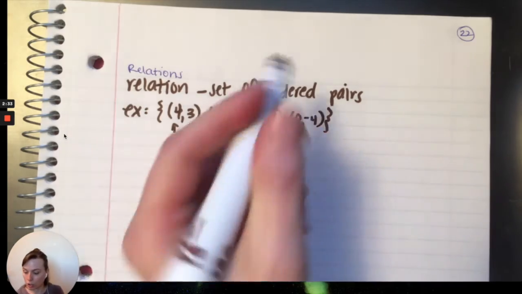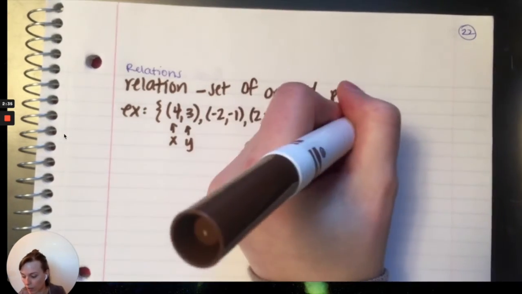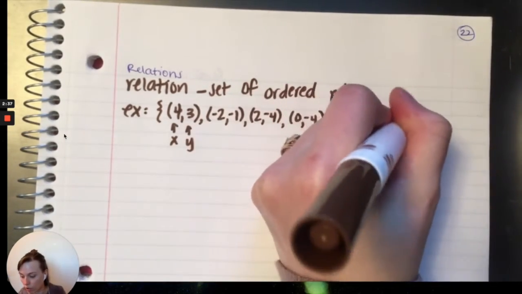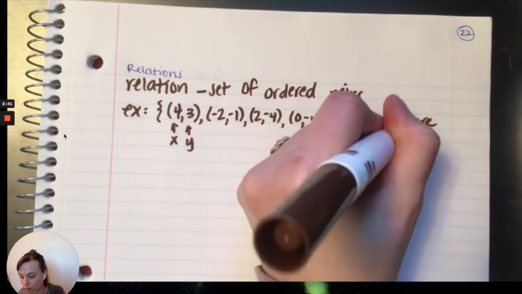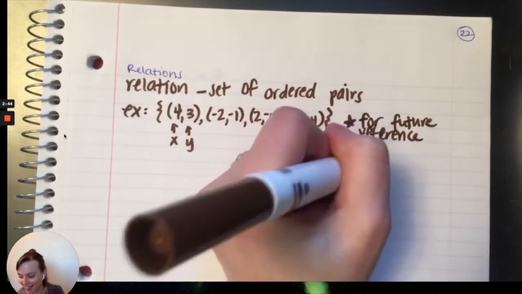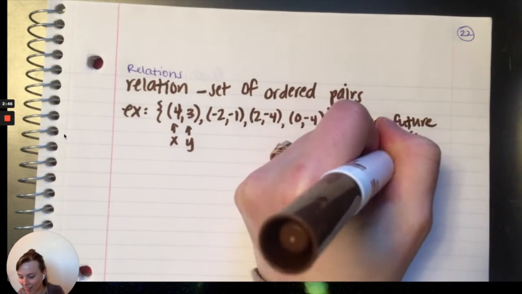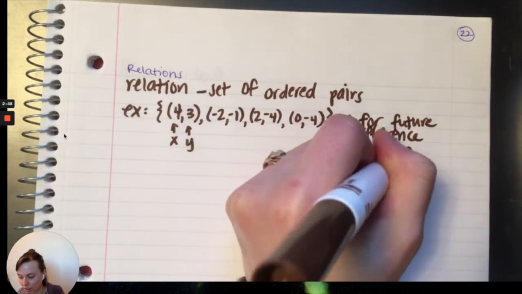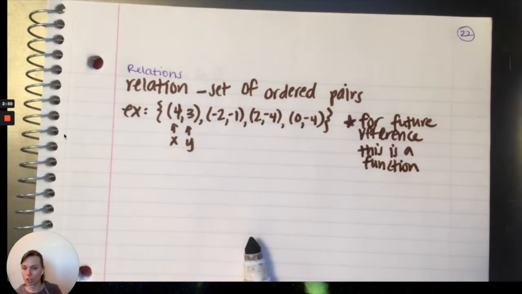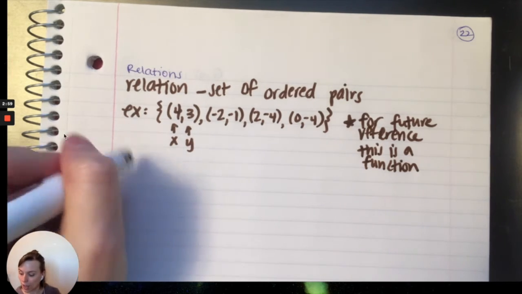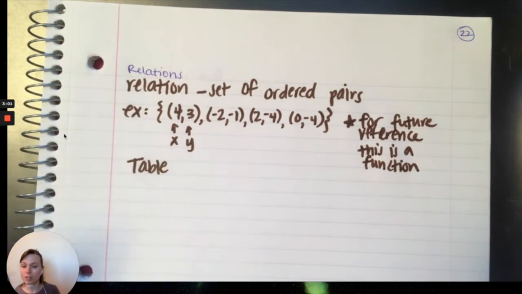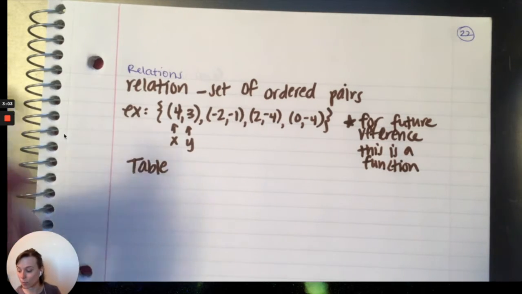All right, so I'm going to write a random note off to the side for our next one. For future reference, when we actually know what this word means, this is a function. So this is an example of a relation, but for future reference, this is also specifically called a function. So random FYI.